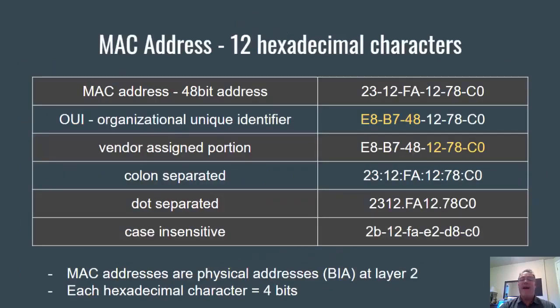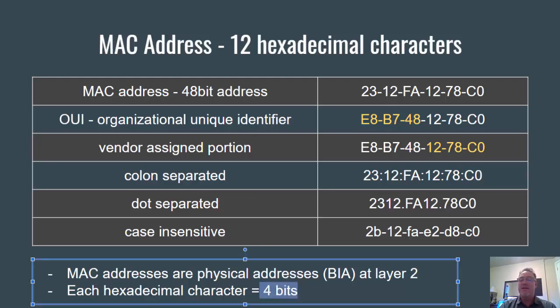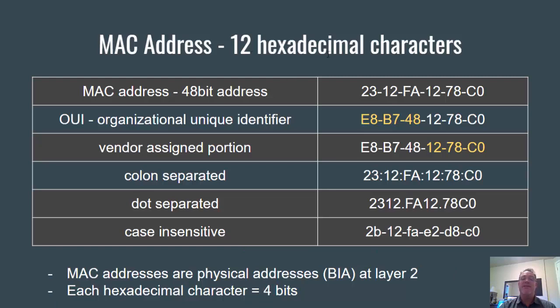Now, what about these MAC addresses that you have in Ethernet? Every device, every NIC, every network interface card or network adapter has a MAC address. And a MAC address consists of 12 hexadecimal characters. The MAC address is also a 48-bit address. The reason it's a 48-bit address is that each hexadecimal character is the equivalent of 4 bits. So 12 characters, 4 bits each character, you have a 48-bit address.